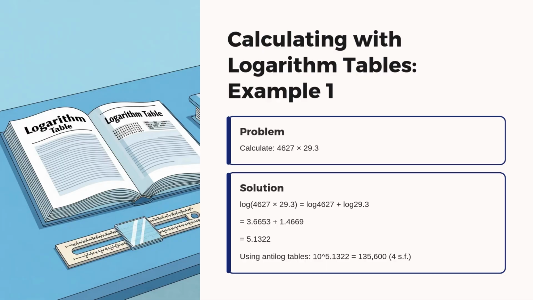Calculating with logarithm tables. Example 1. Problem: calculate 4627 times 29.3. Solution: log of 4627 times 29.3 equals log of 4627 plus log of 29.3 equals 3.6653 plus 1.4669 equals 5.1322. Using antilog tables, 10 to the power of 5.1322 equals 135,600, to 4 significant figures.